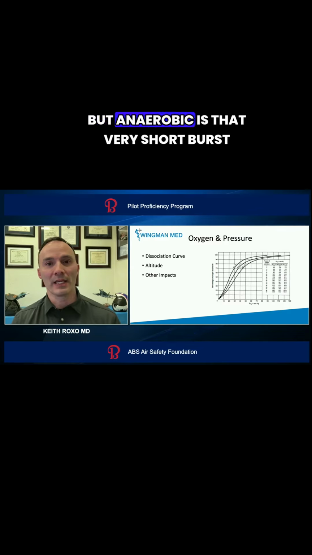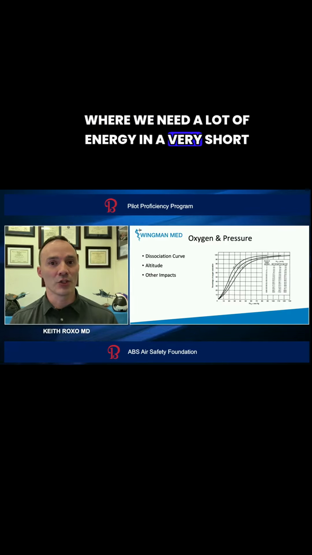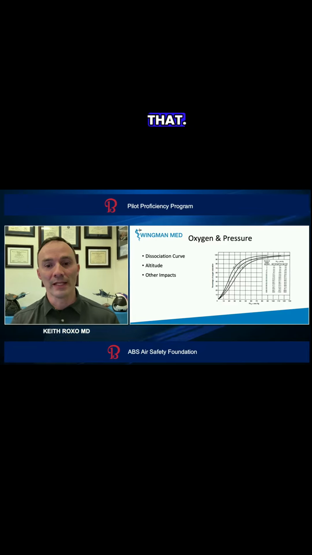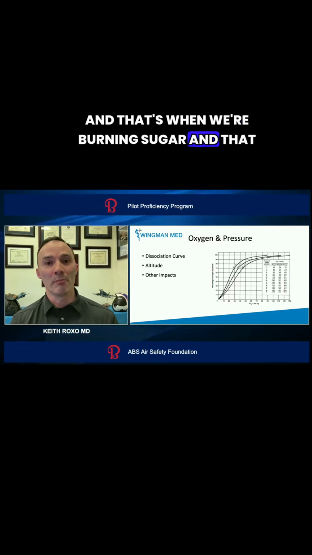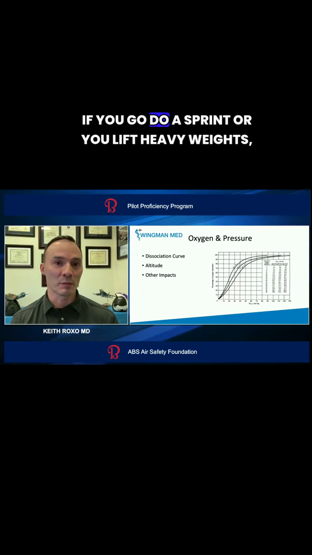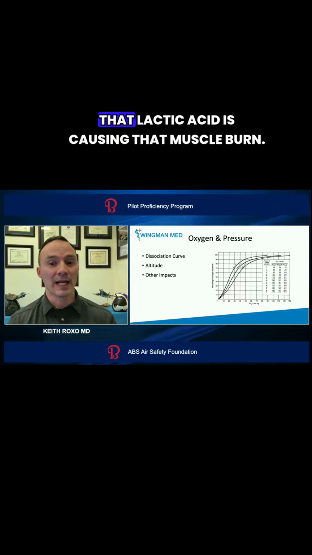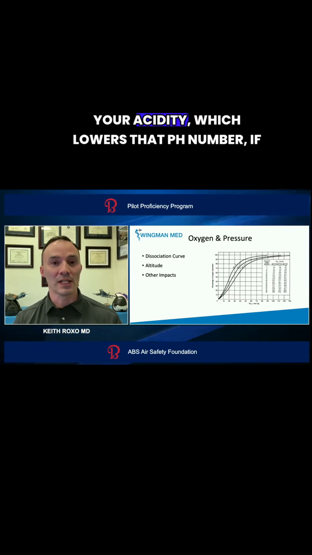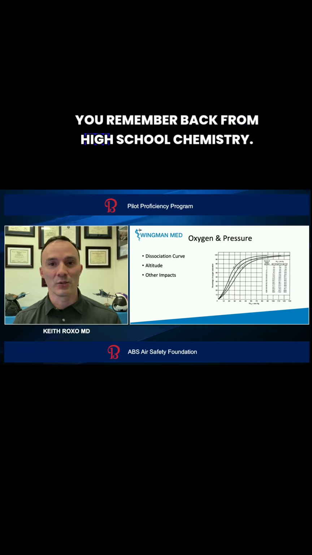But anaerobic is that very short burst where we need a lot of energy in a very short amount of time, and our breathing can't necessarily keep up with that. And that's when we're burning sugar, and that burning of sugar creates lactic acid. That's that muscle burn. If you go do a sprint or you lift heavy weights, that lactic acid is causing that muscle burn. Now, that muscle burn is from that lactic acid, which has now increased your acidity, which lowers that pH number, if you remember back from high school chemistry.